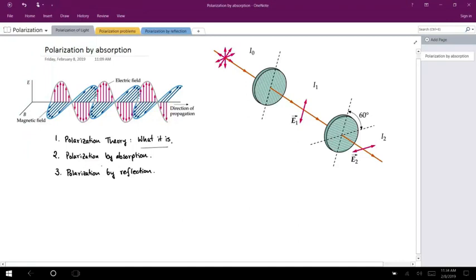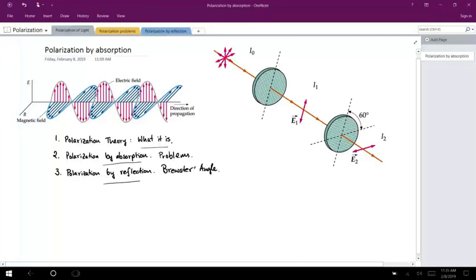So first we'll talk about polarization by absorption, and after that we will do some problems as well. And finally we will talk about polarization by reflection, and Brewster's angle is something that we need to talk about. Okay, so these are essentially the ideas that we're going to talk about in this video.